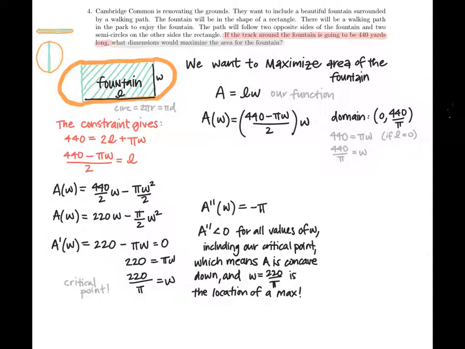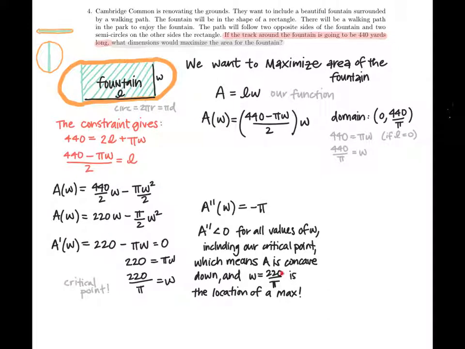Excellent. We have finished stage 2 of our problem-solving process, and stage 3 is to go back and make sure that we are answering the question completely. So we go back to the final sentence that said if the track around the fountain is going to be 440 yards long, what dimensions would maximize the area for the fountain? Now I just need to take this width value that I know happens at the maximum and figure out what the length value would be. And so let's do that.